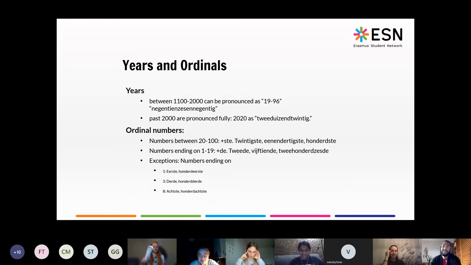You can pronounce them like that, or you can just say 1996 the other way, but that's only for the years between 1100 and 2000. Past 2000, you cannot do that anymore. In English you could say the current year is 2021, that sounds fine. In Dutch you can't say it that way, that sounds stupid. So you would say it in full.